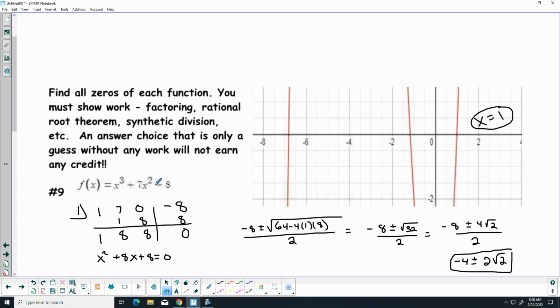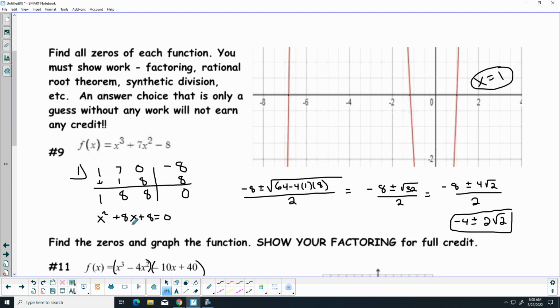I do need to put a placeholder. So I bring down the 1. 1 times 1. Add. Multiply. Add. 1 times 8. Multiply. Add. My remainder is 0. So I know x equals 1 is one of my solutions. And I'm left with x squared plus 8x plus 8.